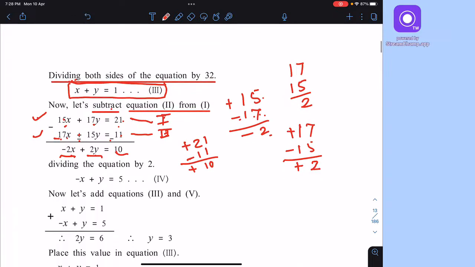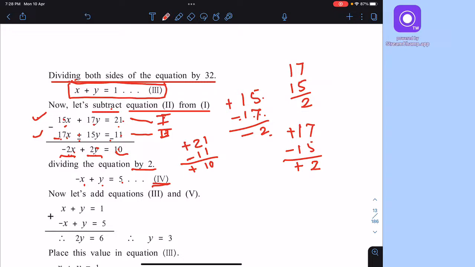Now dividing both sides by 2. Here is 2, 2, 2. 2 is a factor. So dividing both sides by 2, minus 2x upon 2 is minus x, 2y upon 2 is y, and 10 upon 2 is 5. So you get a new equation, equation number 4.